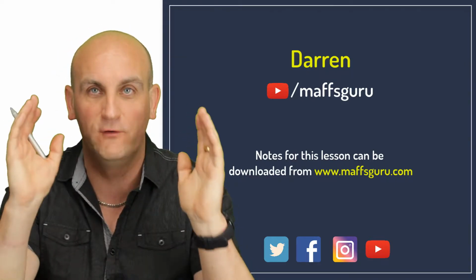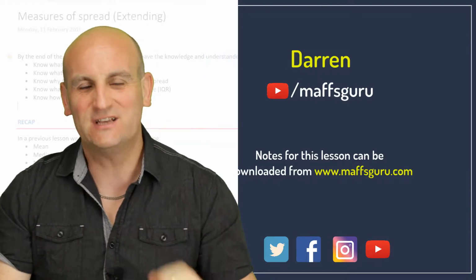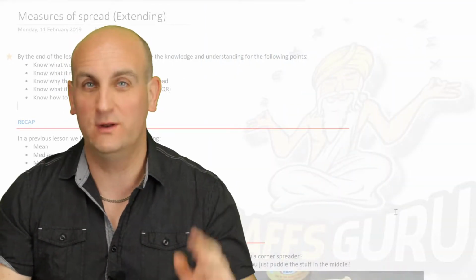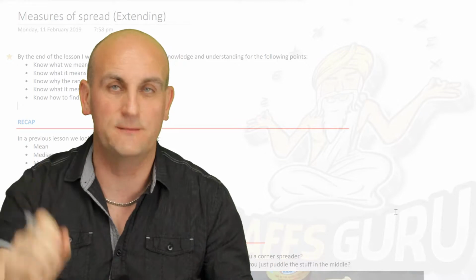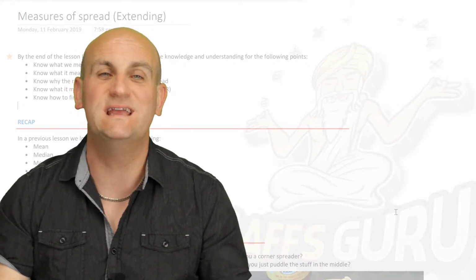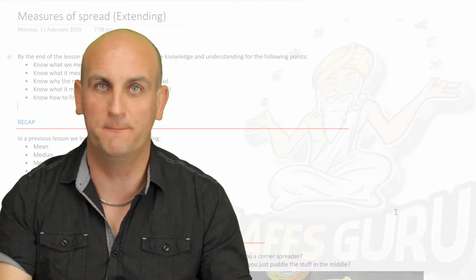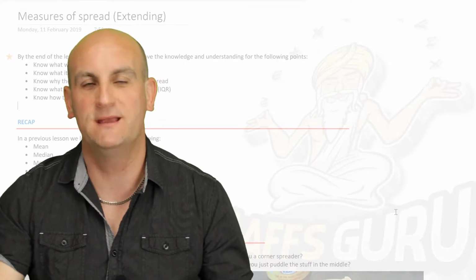But the idea is we're here looking at what we call spread. Now, in the previous video, we've looked at range. Actually, that's not a great measure of spread. We know it's easy to find because it's the biggest number take away the smallest number, but it actually has a huge problem.